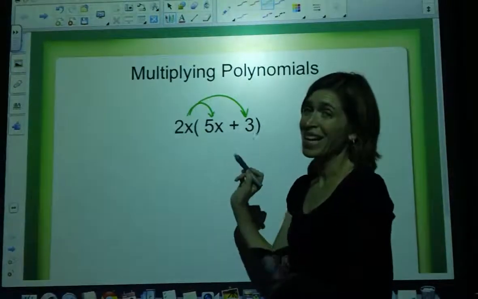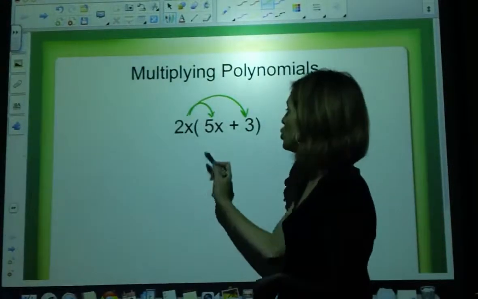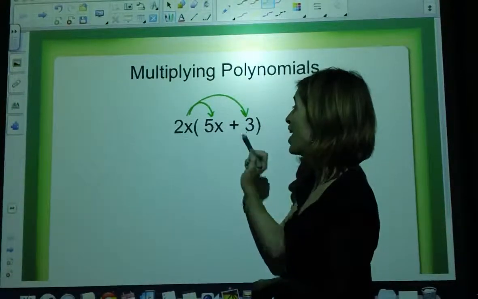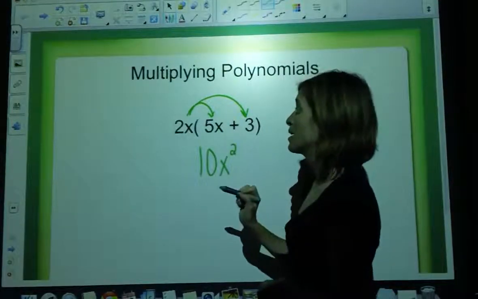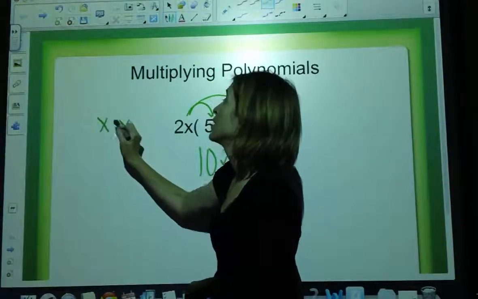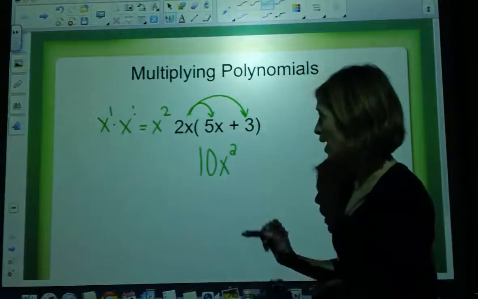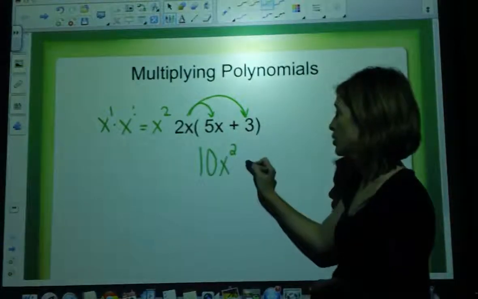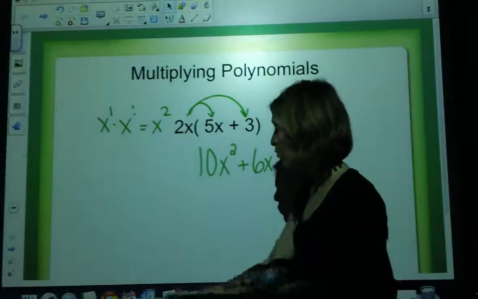So now you've got variables though, so now we have to use those laws of exponents that we just learned. So we've got 2x times 5x, which is going to give me 10x squared, because x times x, power times a power, add the exponents. Okay, now we have to do 2x times 3, which gives me 6x. Okay, want to be careful.